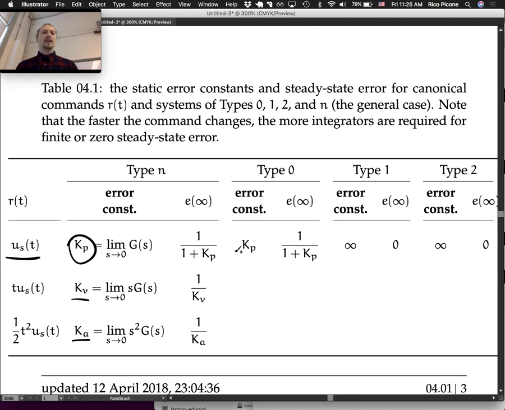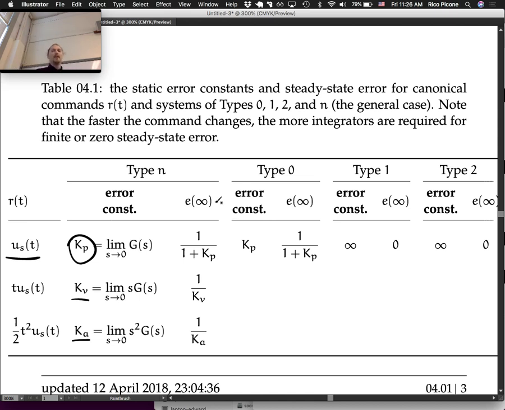So let's go down this row, make sure we're familiar with it. For a type N system, just the general case, we don't have a number of integrators yet. The error constant is just the limit as s goes to 0 of g of s. So this always applies every time. And the steady state error is 1 over 1 plus Kp. So you can compute that and decide what the steady state error is.